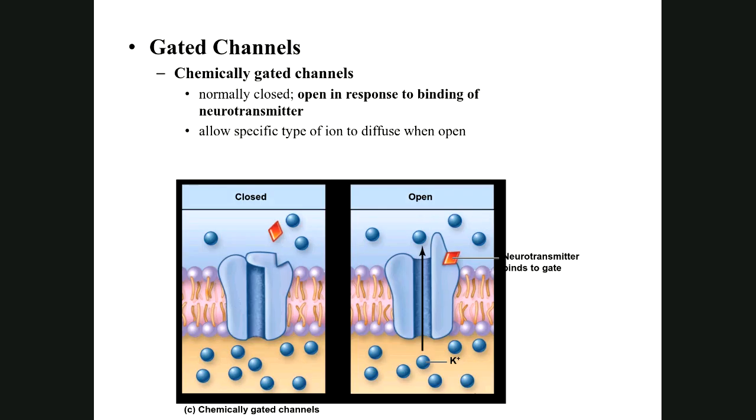Here's our chemically gated channel, usually in response to a neurotransmitter. Here's our neurotransmitter. It binds. The gate's usually closed, but when it binds, it opens. Here we're seeing potassium coming out. We're going to learn in just a little bit that if potassium comes out, then that's going to trigger inhibition. So that's going to kind of not stimulate, but it's going to inhibit that cell. So kind of tell it to not feel anything.